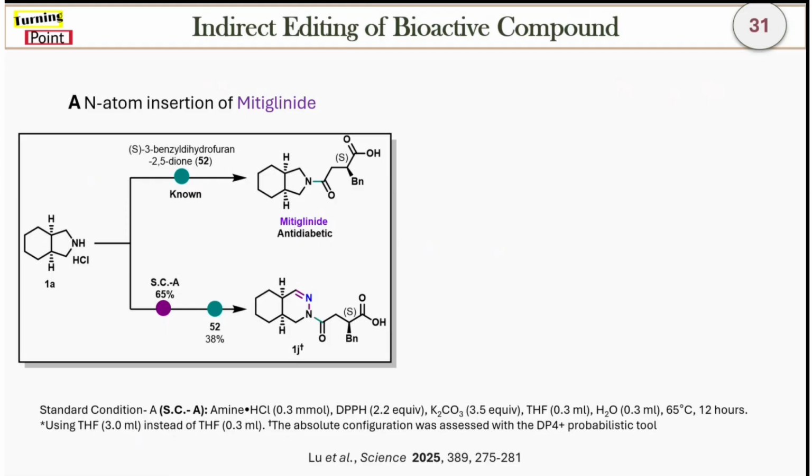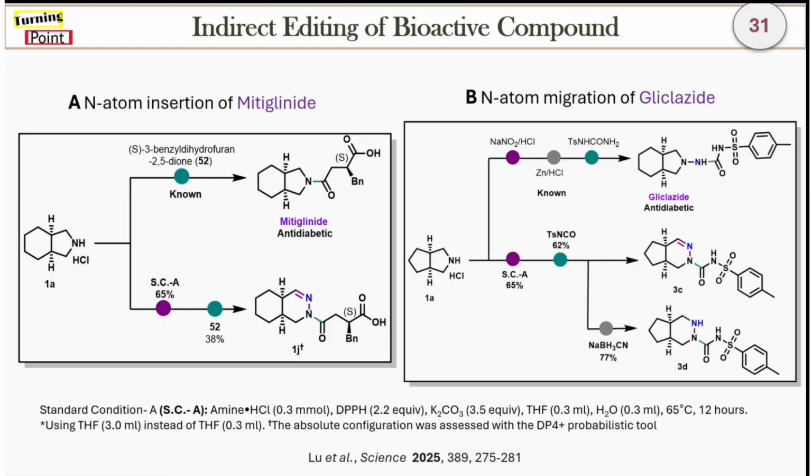Another example they have shown is the nitrogen atom migration of gliclazide, which is also a type 2 diabetic drug. For the synthesis of this gliclazide, this upper method is already known. In this method, they modified this one. First, they applied their standard condition. Then they treated this one with p-toluenesulfonyl isocyanate and got this nitrogen atom substituted product. And when they reduced this one in the presence of a reducing agent, it gave this 3D product, which is the nitrogen atom migrated isomer of this gliclazide.